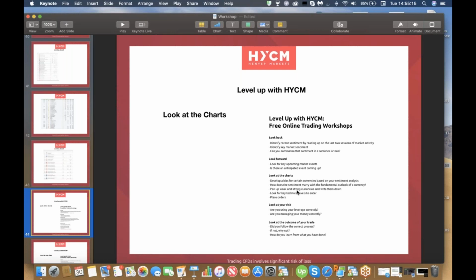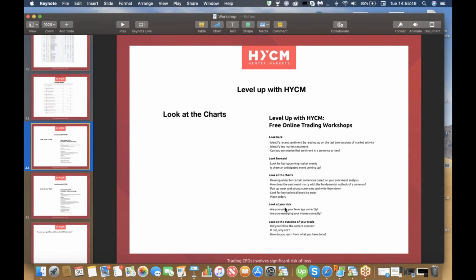So what we want to do in this situation is, once you've done your analysis, go through the different currencies, go through the different pairs, go through the different stories, and try to pair up weak and strong currencies and then write them down. So literally write down the currencies that are weak, write down the currencies that are strong, and try and pair them together, and then look for key technical levels to enter. Okay, so that's the way to marry the currency pairs together. Then look at your risk. We've covered that in some detail before now, so I won't talk about that now.